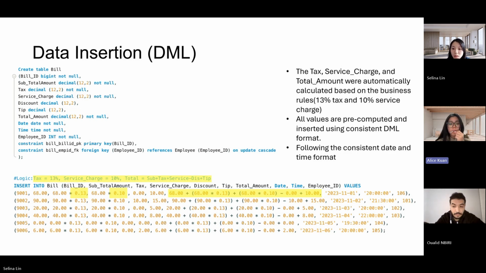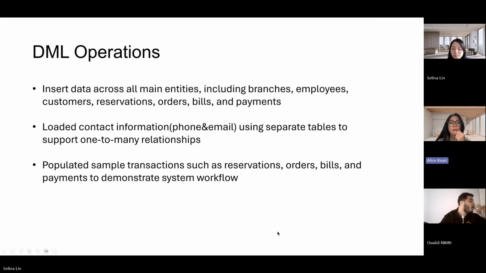OBO records also follow a consistent date and time format, which helps maintain clean and reliable reports. For the next slide, we talk about the operation summary. In RDML operations, we insert data for all main entities like branch, employee, customer, reservation, order, bill, and payment. Contact information is stored separately in phone and email tables to support multiple entries per person or branch. We also insert sample transactions to show the full workflow from reservation to payment.